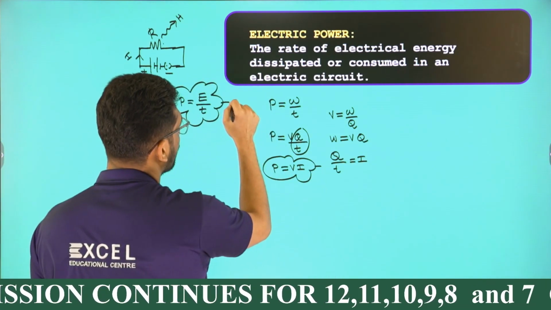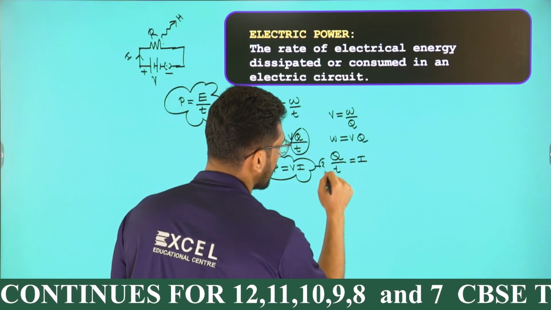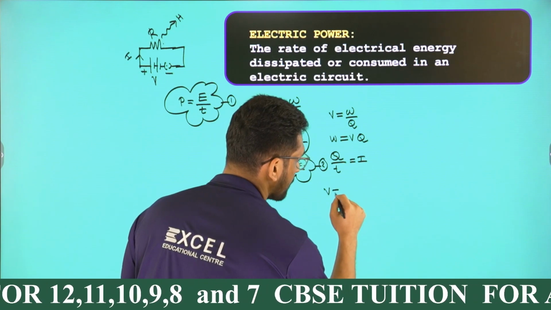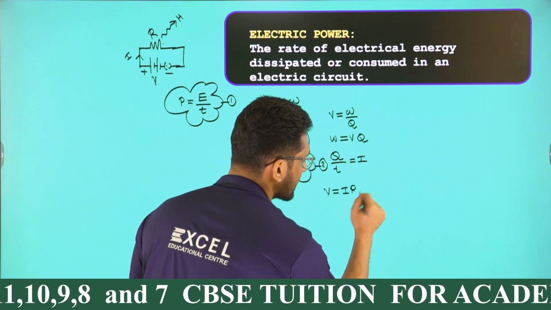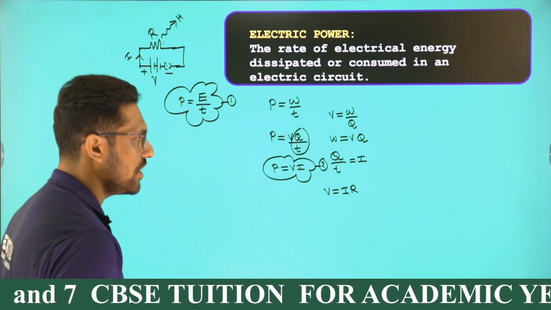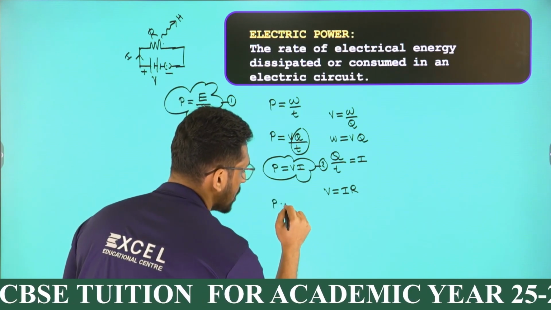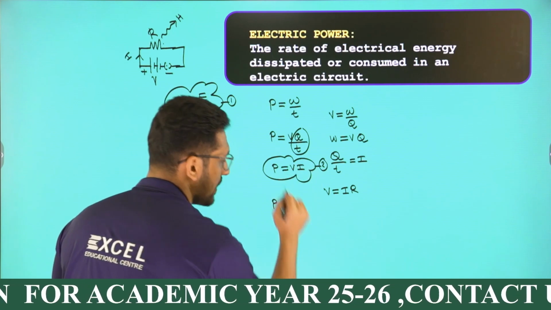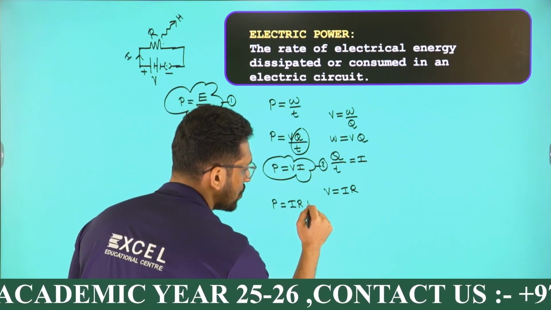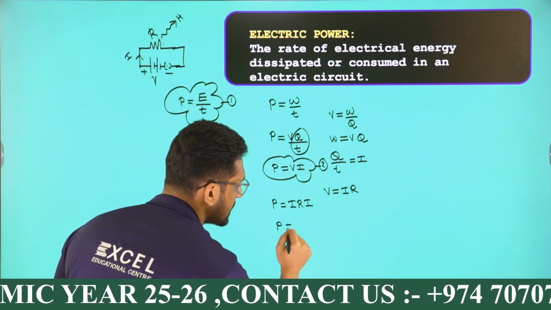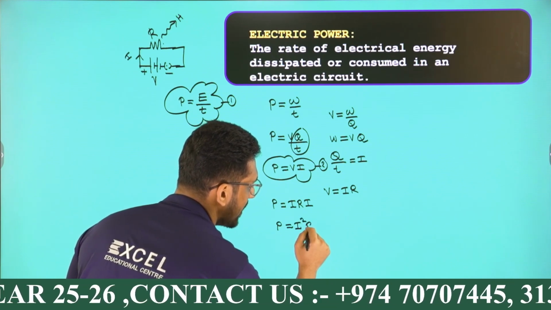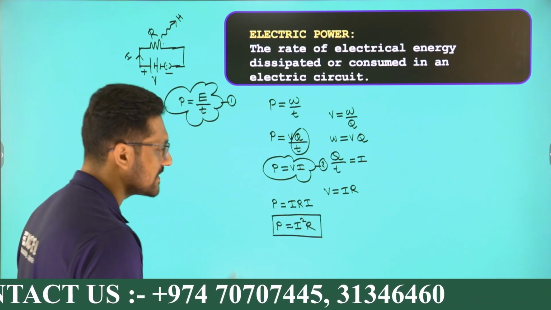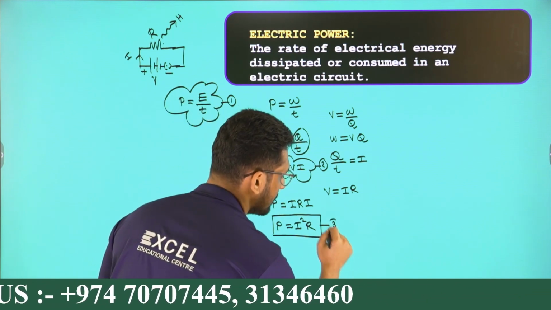So I have the first equation, the second equation. According to Ohm's law, what is voltage? Voltage is current into resistance. If I give the value of voltage here, I will be getting P is equal to current into resistance, IR into I. Power is equal to I squared R. See that? Power is equal to I square R. Third equation.